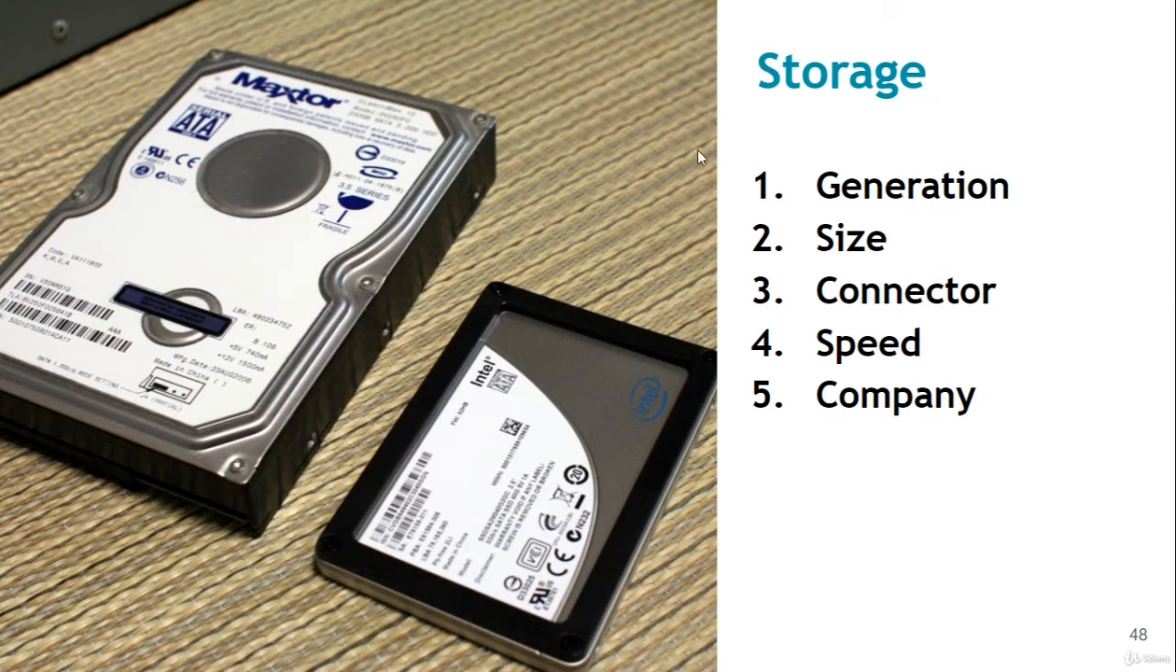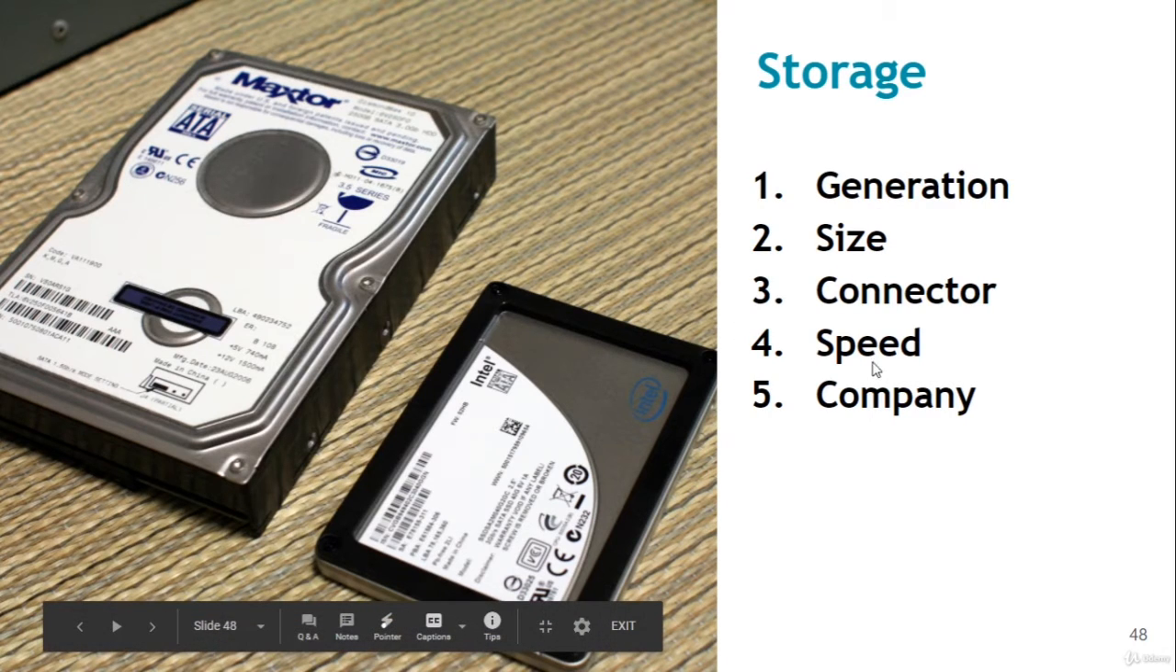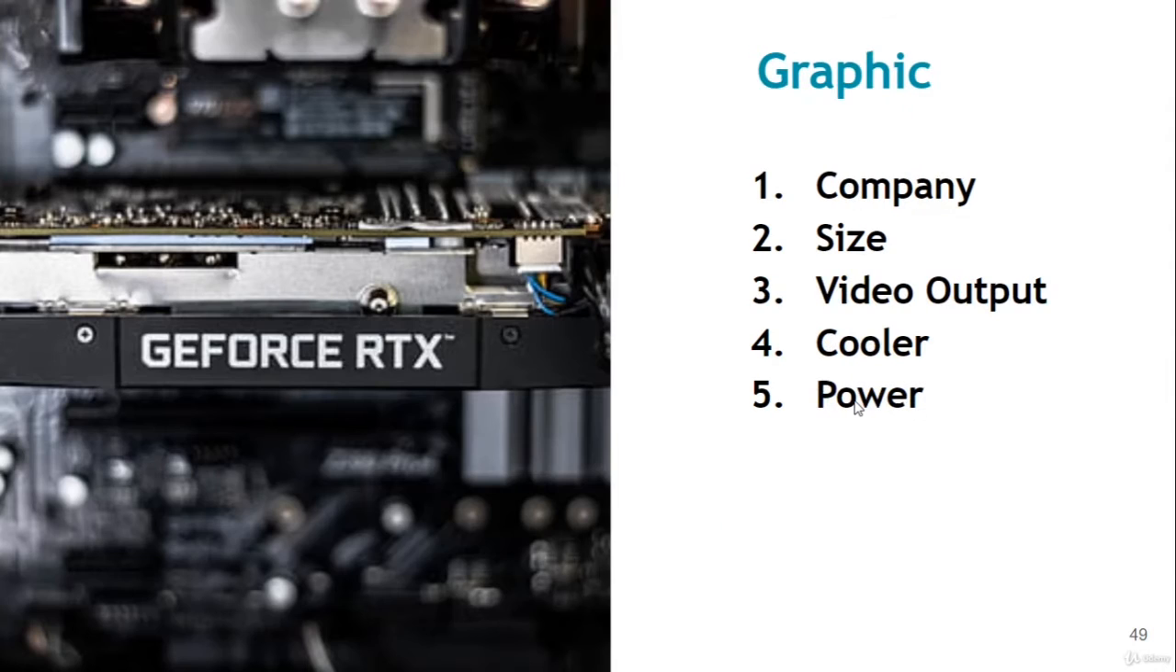About the storage, we have the HDD here, which is really low speed, and we have SSD, which is really high speed. We have generation, size, connector where you can connect to, speed, and company or brand. About the graphic, it's still the same thing: company, size, video output, color, power. All of these things matter to everyone and to every desktop.